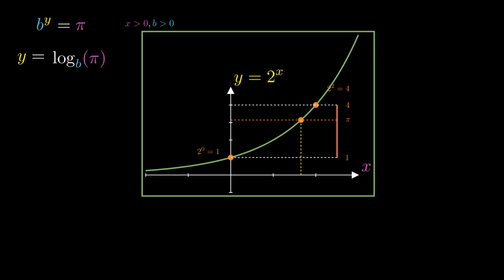So we know that there is some x where 2 to the x will be pi, which means pi is in the domain of log and the range of 2 to the x. But the 2 is not special here, and it is true for any base. And we can make that argument not just for pi, but any number greater than 0.